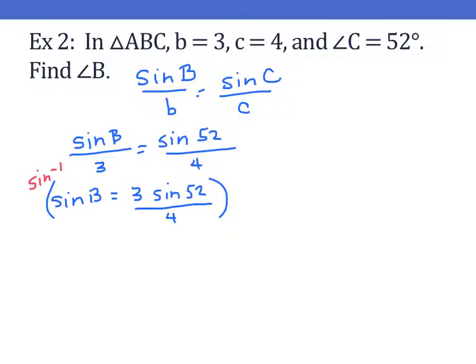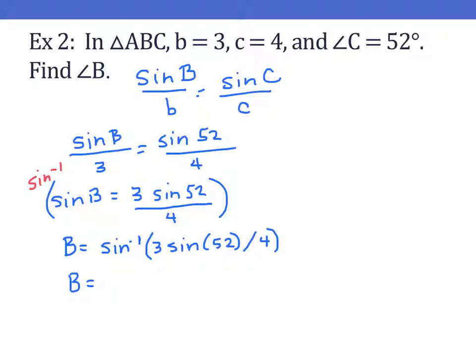And so what you would enter into your calculator is this, not the B equals part, but you would go sine inverse, which is usually a second function on your calculator, and you'll have 3 sine parentheses 52, close your parentheses, divided by 4, and then close that outside parentheses. And this is a foolproof way. It always works without you having to do much rounding.